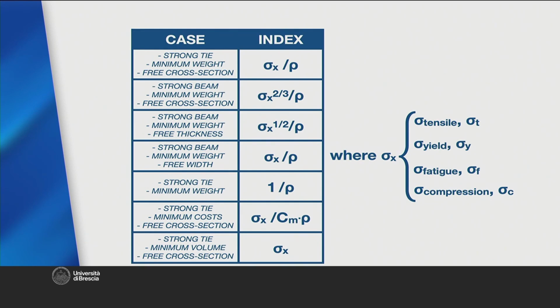Here are listed some of the most useful indexes for this type of design, aimed at minimizing mass, costs, or bulk. For example, in the case of tension, we see when the cross-section is a free variable or for when there are no free geometric variables. Or for bending, we have the case of a free cross-section, that of a free thickness, or of a free width. For a more in-depth discussion of these and other cases, please refer to Ashby's texts or the dedicated sections of the Granta software. All these indexes have the same formulation, regardless of the type of failure. You will substitute the value for tensile strength, yield strength, compression, or fatigue depending on the type of failure you are concerned may occur.